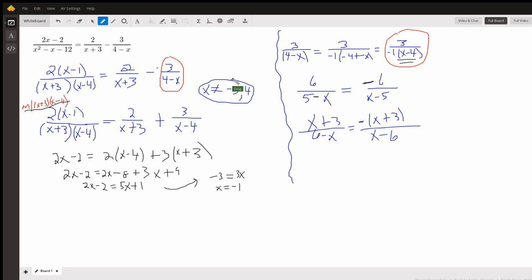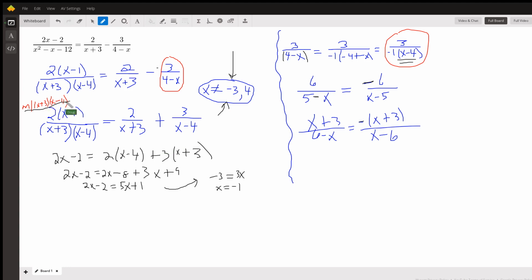I like to think about what x can't be before I start solving the equation. We can't have x be any value that turns a denominator to 0. So x cannot be negative 3, otherwise we would be dividing by 0 here or here. And x can't be 4 because we would be dividing by 0 here or here. So there's our list of answers we will not accept.